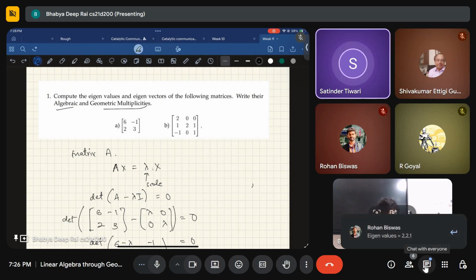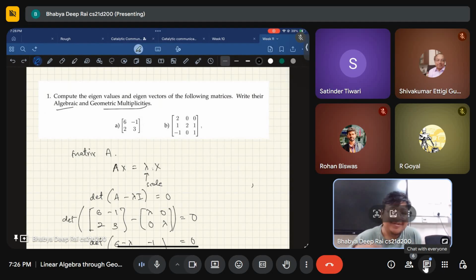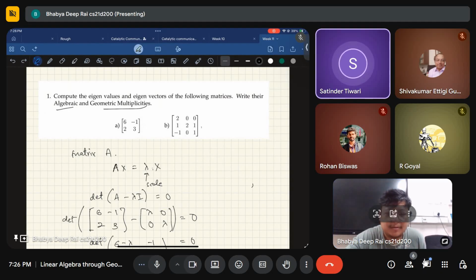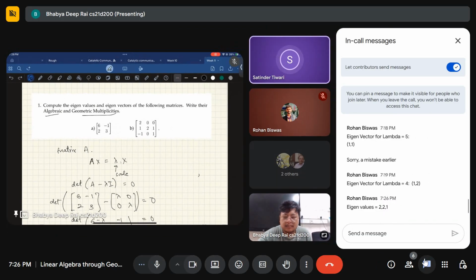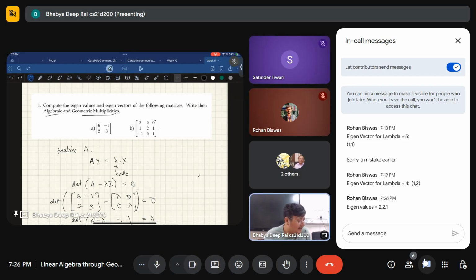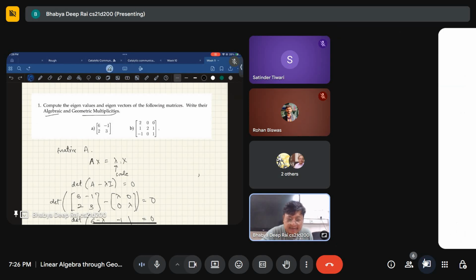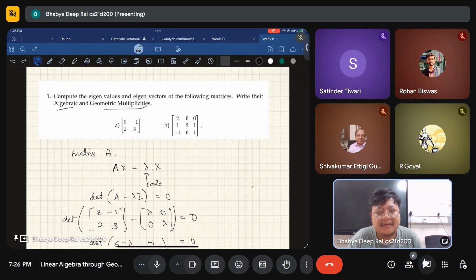Are the eigenvalues lambda equal to 1 and lambda equal to 2, repeated? Is it correct? I think so, Satinder. Yes, one is 1 and the other is 2 with multiplicity 2. Maybe, if I have not calculated wrong, I think that is the answer. Rohan is also saying the same thing. Please go ahead and find the eigenvectors also.